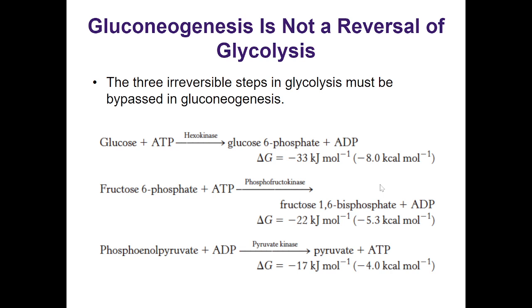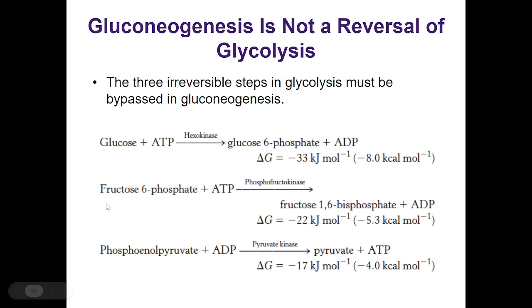The 3 irreversible steps in glycolysis, these have to be bypassed by gluconeogenesis because that energy barrier would not normally be able to be easily overcome, right? Instead, essentially, we would just end up halting at those steps. And so we have to bypass and go around the mountain that is that energy barrier. And so this is the glucose plus ATP with the hexokinase. This gave us the glucose 6-phosphate plus ADP. And again, that was only going one direction because it was a -8 kilojoules per mole, right? Or kcal per mole, excuse me.